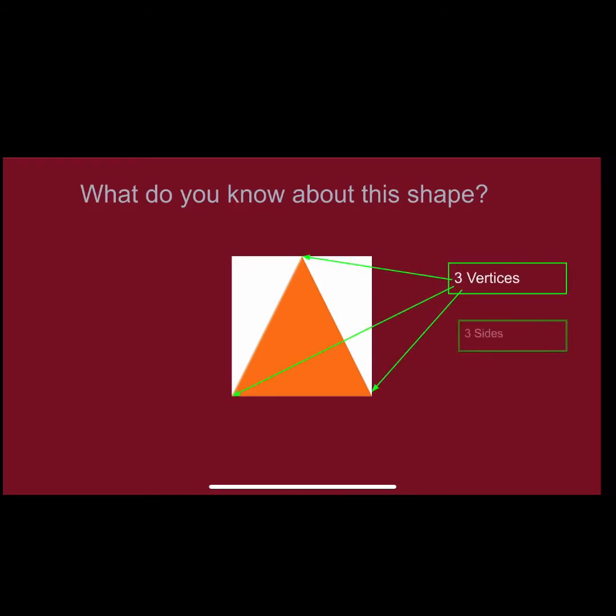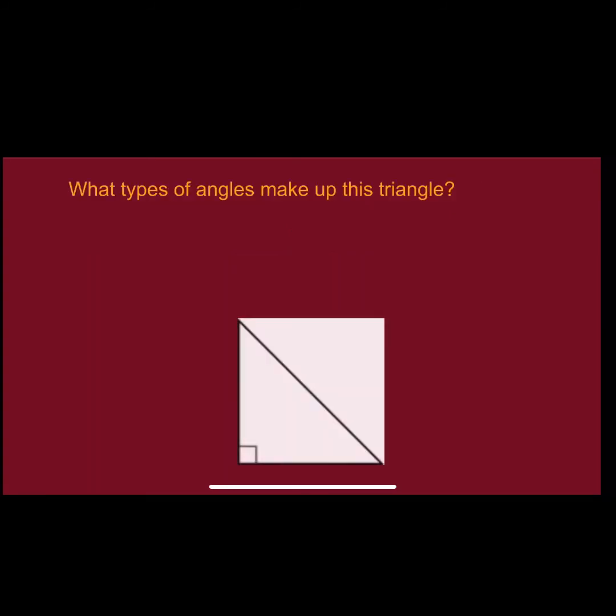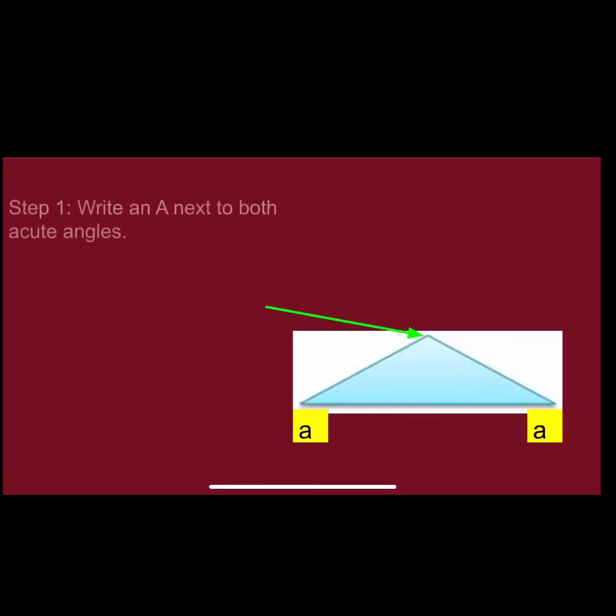There's 3 vertices and 3 sides. What type of angles make up this triangle? We have acute on the top, acute on both sides on the bottom. There's 3 acute angles. This is an acute triangle. What types of angles make up this triangle? Those 2 are acute. That's a right angle. 2 acute angles and 1 right angle. It's a right triangle.